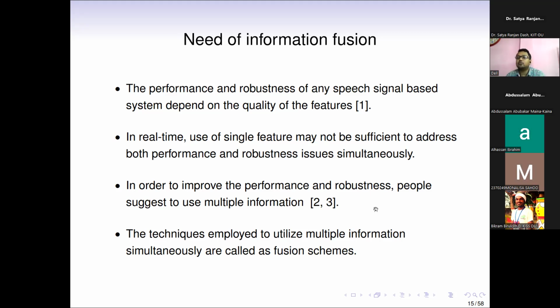So in that case, we have to use more than one feature in an optimum way to find out the response. So it is written here that in order to improve the performance and robustness, people suggest using multiple features, more than one feature. And the technique of employing multiple features is termed the fusion technique. And this is where the base of this particular presentation lies: information fusion.